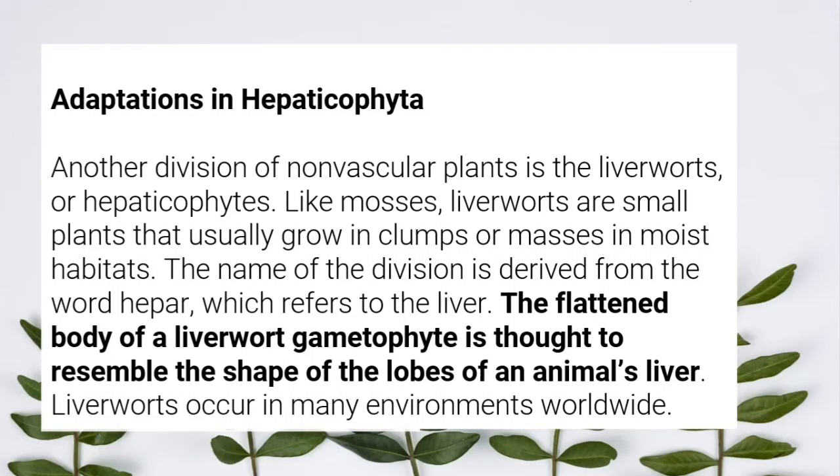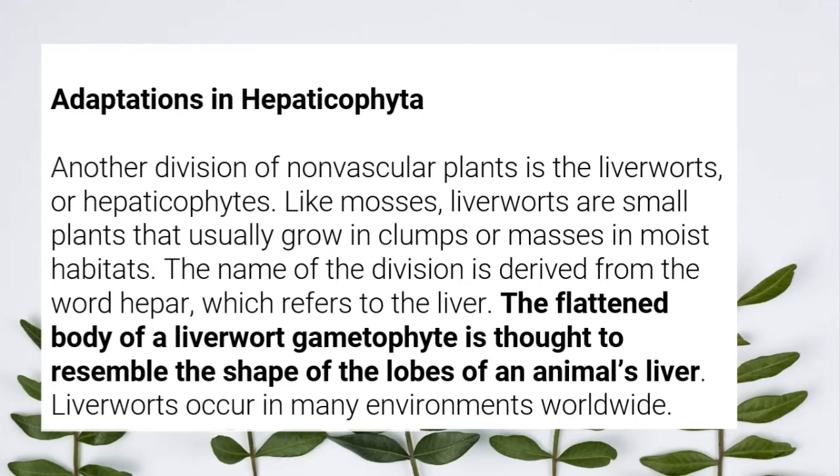Adaptations of Hepaticophyta. Another division of non-vascular plants is the liverworts, or hepaticophytes. Like mosses, liverworts are small plants that usually grow in clumps or masses in moist habitats. The name of the division is derived from the word hepar, which refers to the liver. The flattened body of a liverwort gametophyte is thought to resemble the shape of the lobes of an animal's liver.